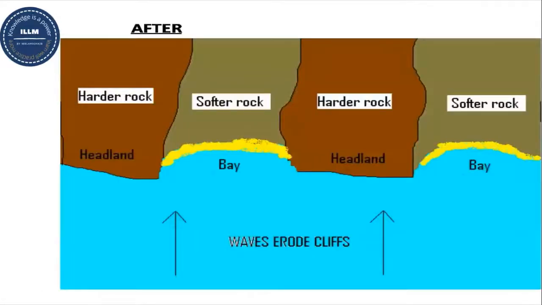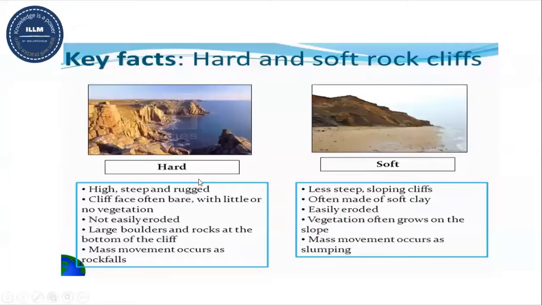In the next diagram, you can see as well that hard rocks are taking some time to erode, but the softer rock cliffs have been eroded very quickly. And here you can see this yellow portion, yellow U shape, which is called a bay.